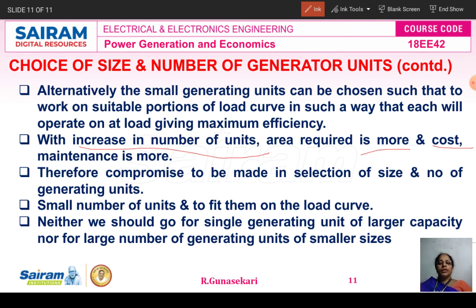Therefore a compromise has to be made in the selection of size and number of generating units. A small number of units to fit them on the load curve only. That means we never use either a single generating unit of large capacity or many generating units of smaller size. Like that we have to make the choice of size and number of generating units.